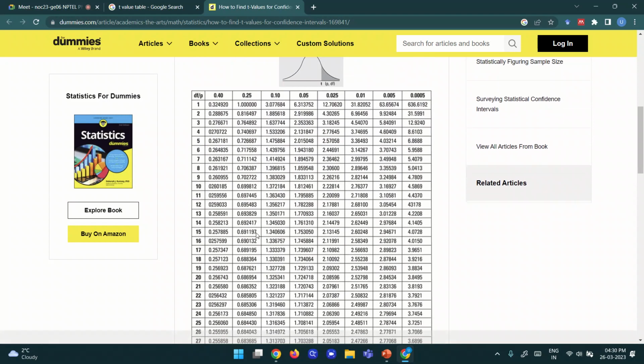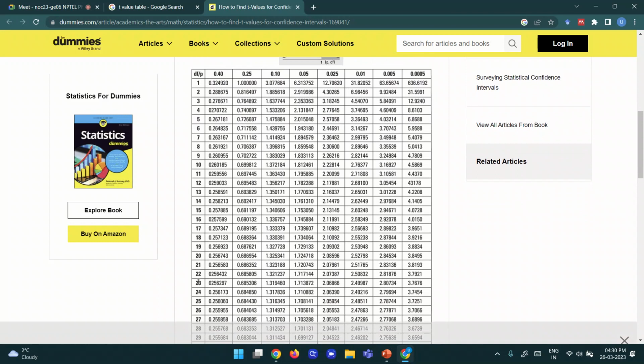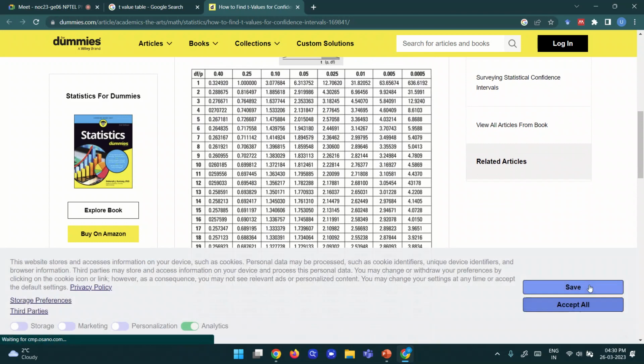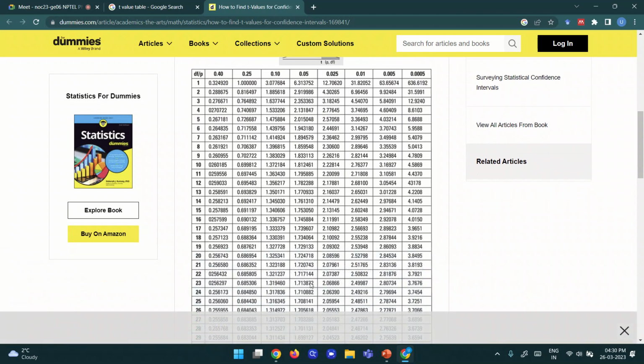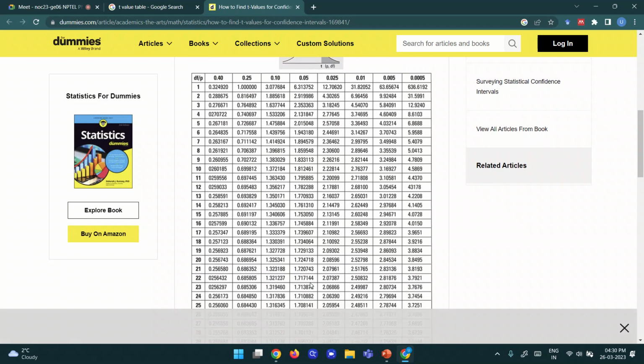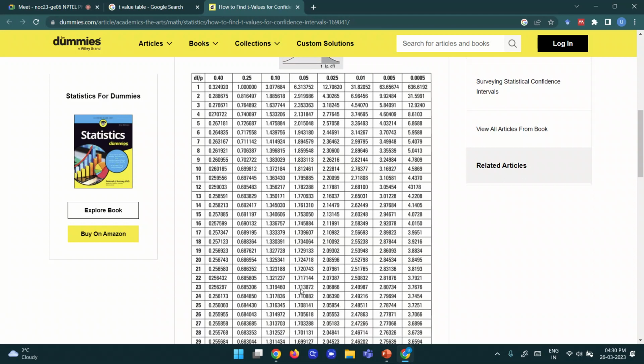So the 23, it's 1.71. Yeah, this is the table I was referring to. I was referring to a wrong table.